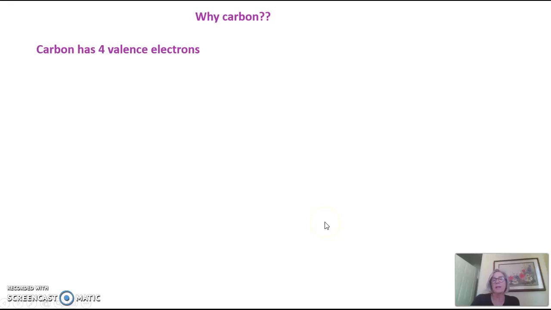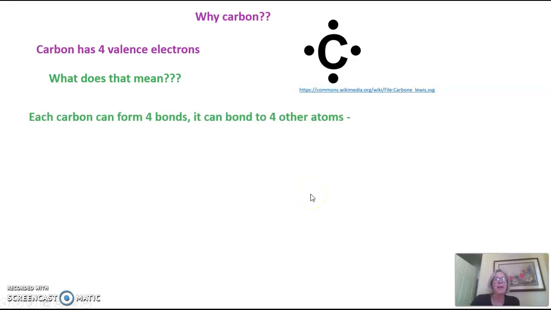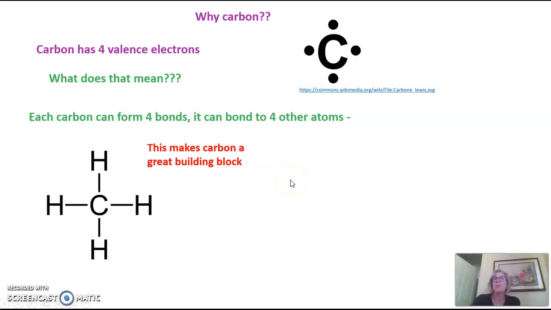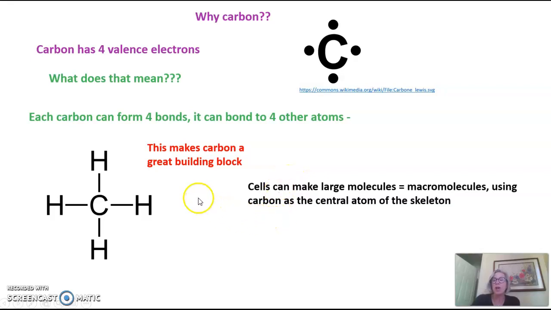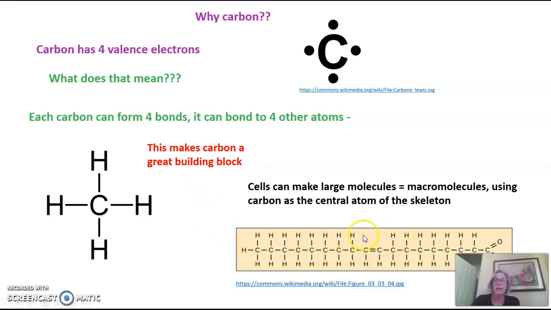So why carbon? Well, carbon has 4 valence electrons. That means each carbon can form 4 bonds. It can bond to 4 other atoms. That makes it a really great building block. Cells can make large molecules, macromolecules, using carbon as the central atom of the skeleton. If your central atom could only bind to 2 things, you couldn't make very large molecules. If you look again at our fatty acid, you can see each of these carbons has 4 bonds around it, because it has 4 valence electrons.